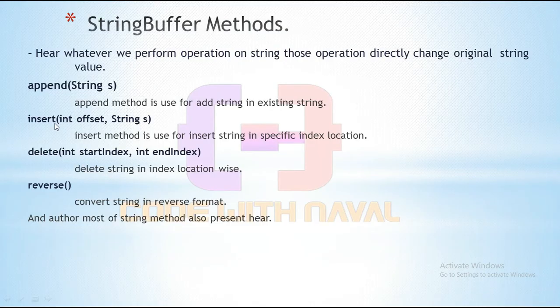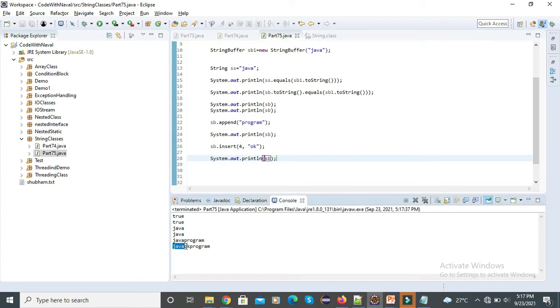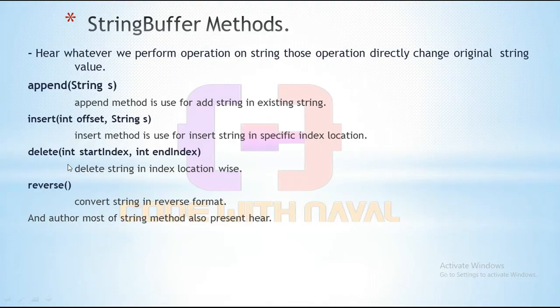Then here we have insert. We can simply use this insert also. Let's use sb dot insert, with index 3. After Java I need to add some content, so I'll simply add the content here. Let's print this sb after inserting. Let's save and run, and here you can see after Java the content is inserted. Then we continue this program.